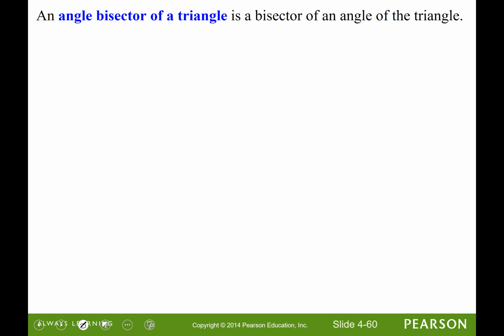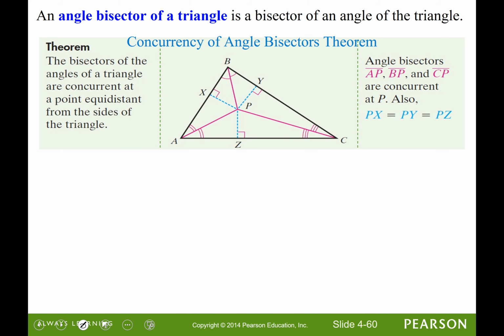All right, an angle bisector of a triangle is a bisector of an angle of the triangle. So every triangle has 3 angle bisectors, and the theorem says that the bisectors of the angles of a triangle are concurrent at a point equidistant from the sides of the triangle. So again, let's not confuse the red and the blue lines in this figure. The red lines are the angle bisectors. The blue lines are showing that this point of concurrency is equidistant from all 3 sides of the triangle. So we have 3 congruent segments there, as far as the dashed blue lines.